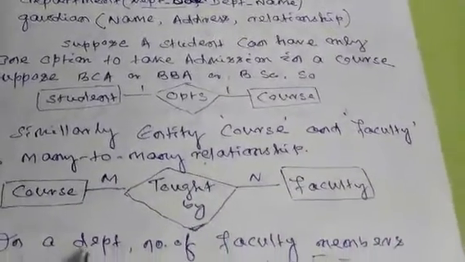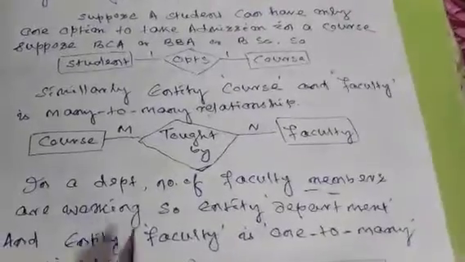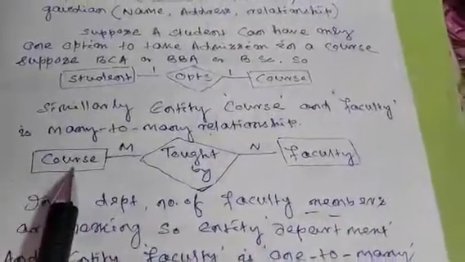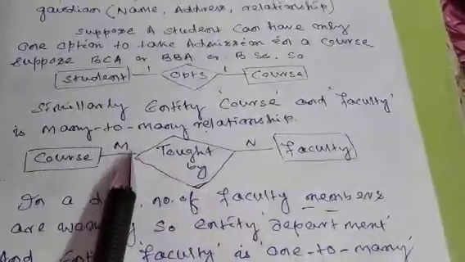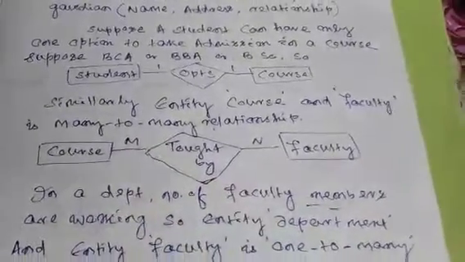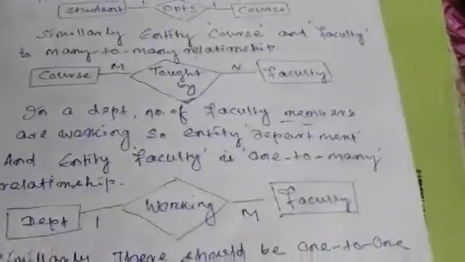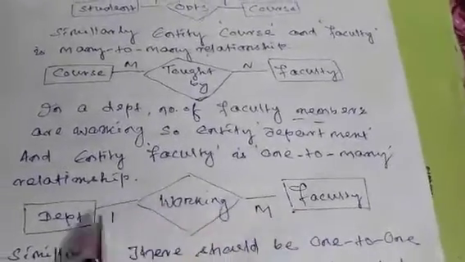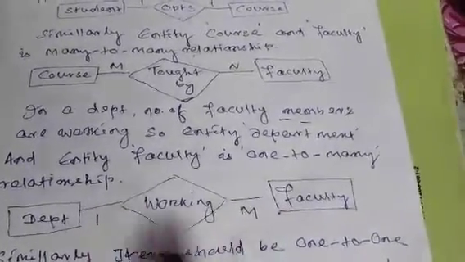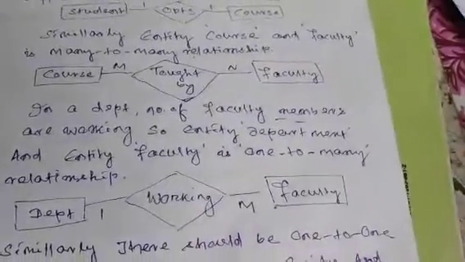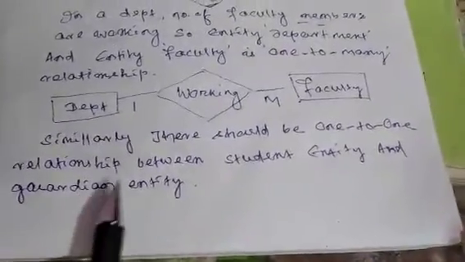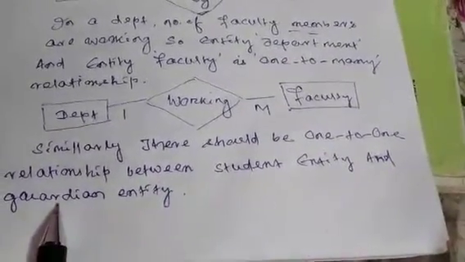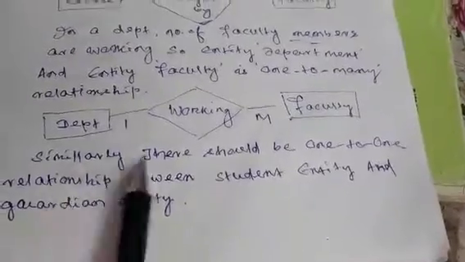In a department there are a number of faculty members. So this relationship will be considered as a many-to-many relationship. Also, in a department there are a number of faculty members, so this relation will be a one-to-many relationship. Similarly, there is a one-to-one relationship between the entity student and the entity guardian, because there must be one guardian for each student.